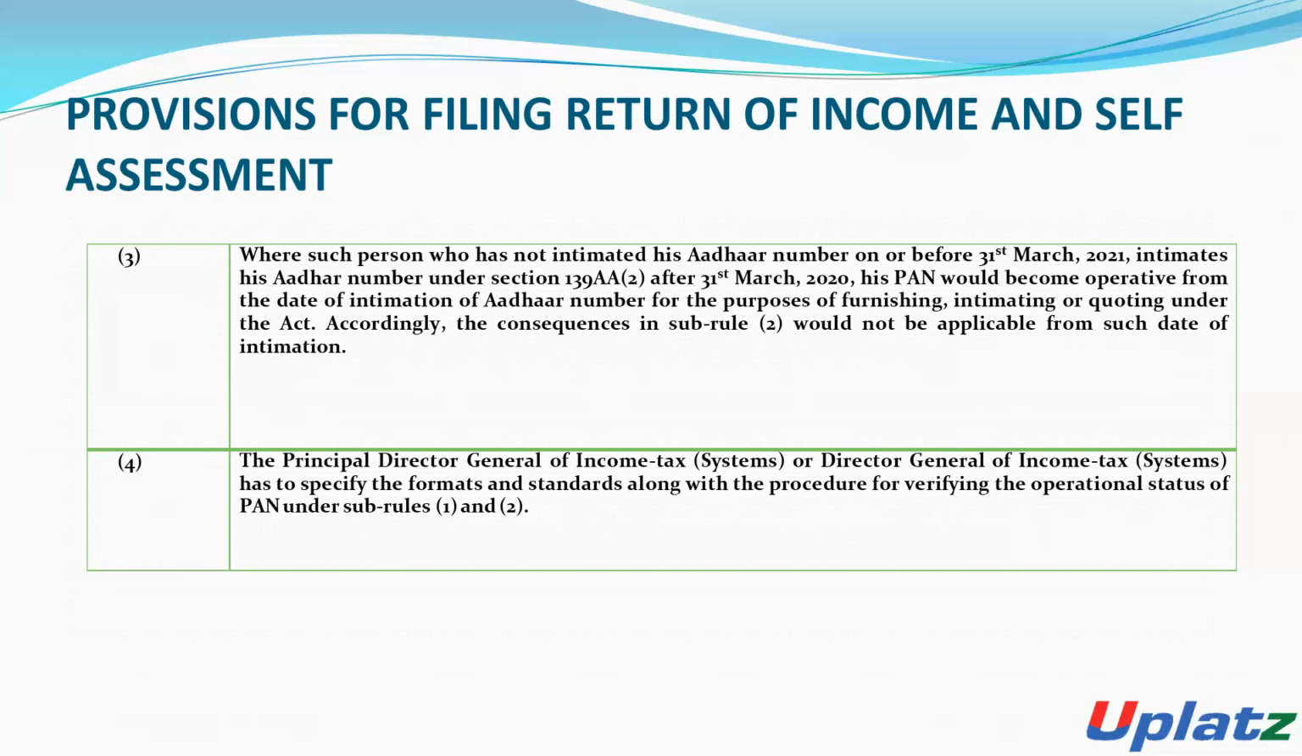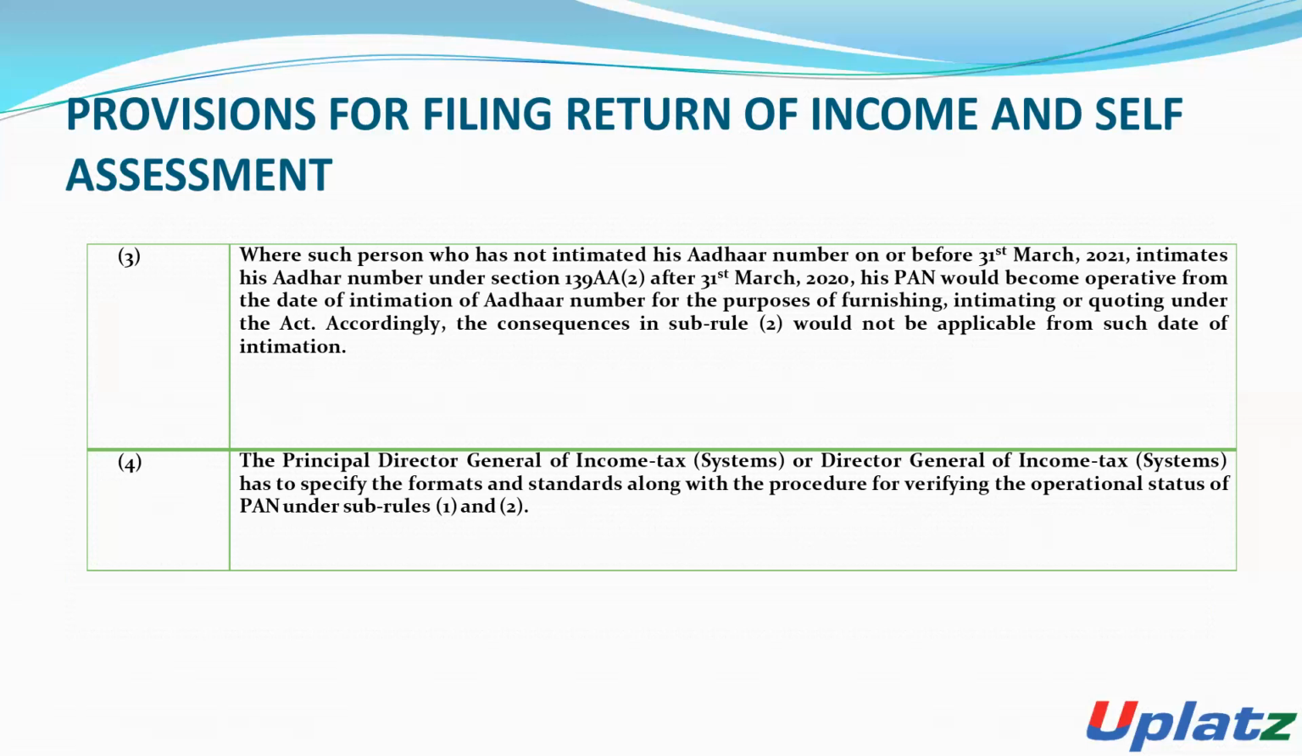Means his PAN will be operative for the purpose of furnishing, intimating, and quoting under this Act. Accordingly, the consequences in sub-rule 3 would not be applicable from such a date of intimation. The consequences of subsection 2 will not be applicable from such date. Means now the PAN is active.